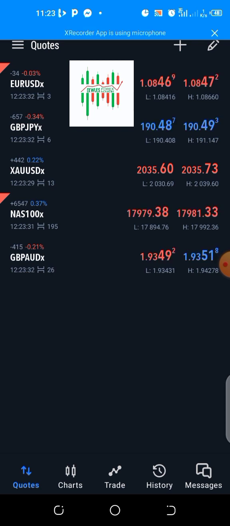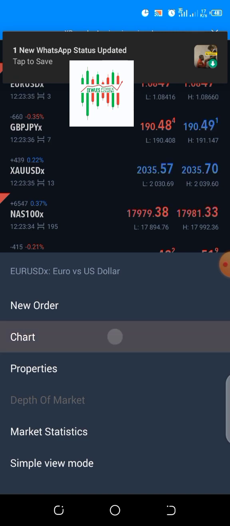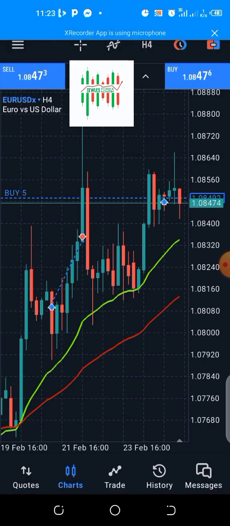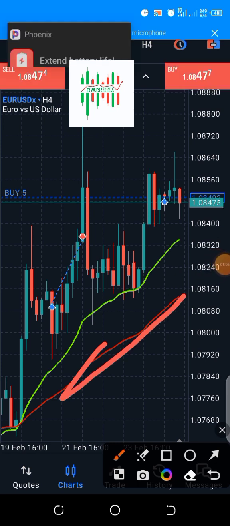So let's get started. This is MT5. So here we go. When you open a chart like this, I believe your moving average setting has been placed to 50 EMA, stating the strong resistance, which is this one, this red one here. This is my 50 EMA.